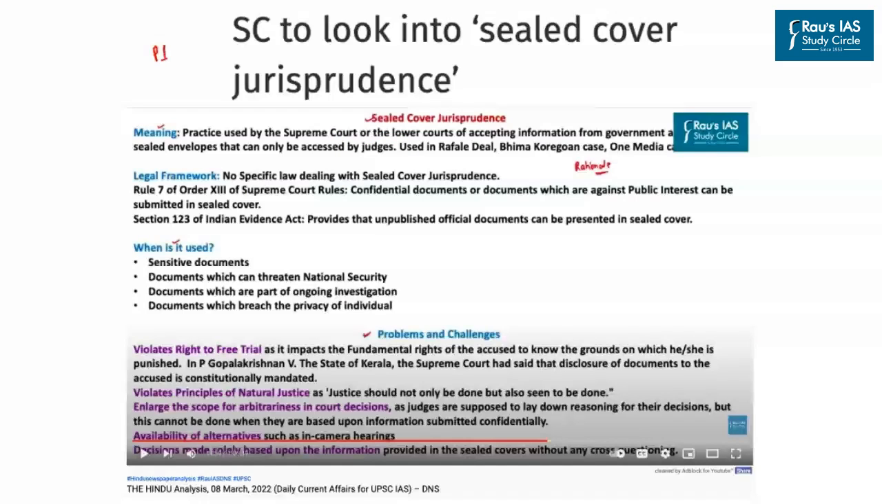The article is titled Supreme Court to Look into the Sealed Cover Jurisprudence. Now, as far as the concept of sealed cover jurisprudence is concerned, I have already covered all the aspects in the DNS dated 8th of March 2022. As you can see in this particular DNS, I have covered what exactly you mean by the sealed cover jurisprudence, what is the present legal framework for the sealed cover jurisprudence, when is it used, and what are the various problems and challenges. So in case you have not gone through this particular DNS, please go through it in order to understand all the aspects related to this particular article.